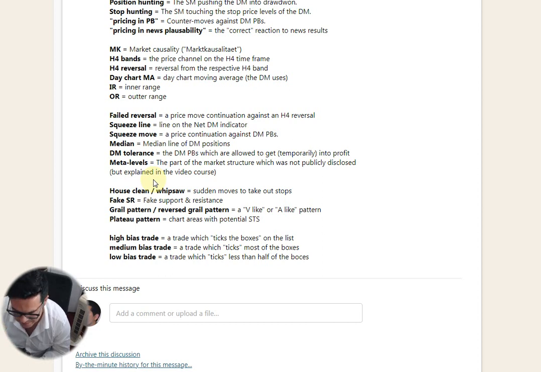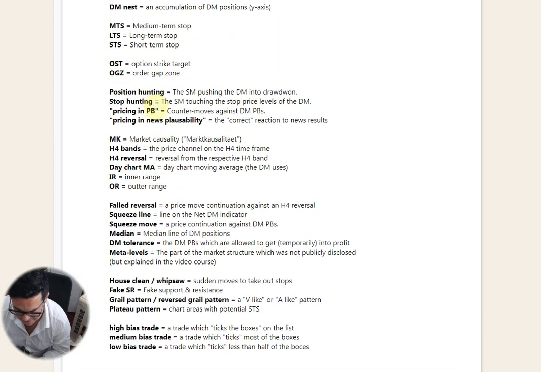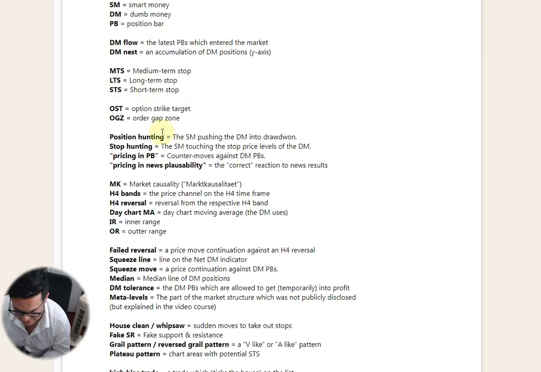So I hope this helps regarding the lingo. And if you do not understand what we are talking about here, then of course you need to study the market causality. All the best.